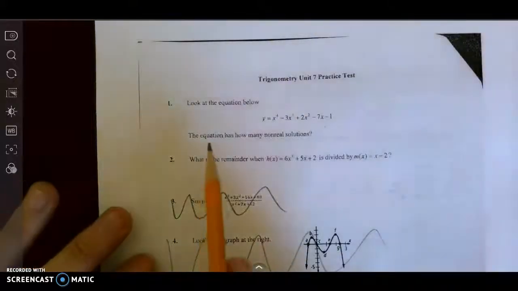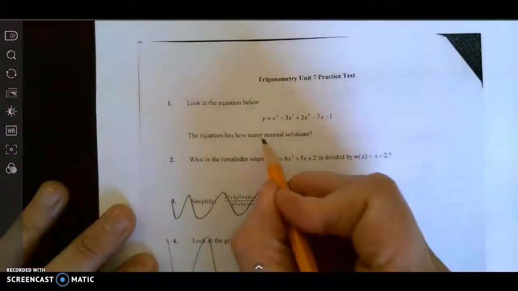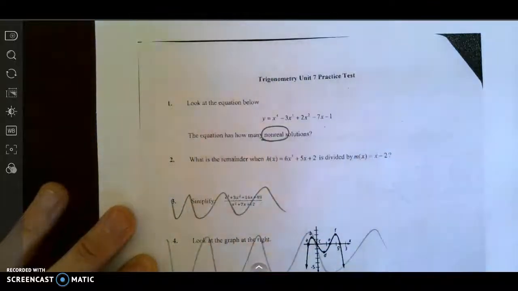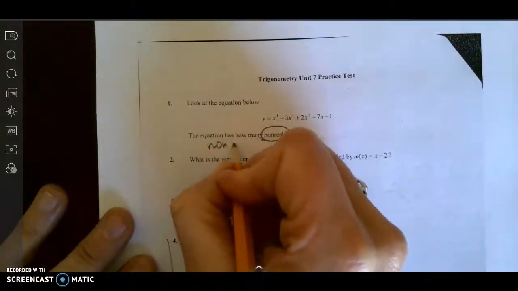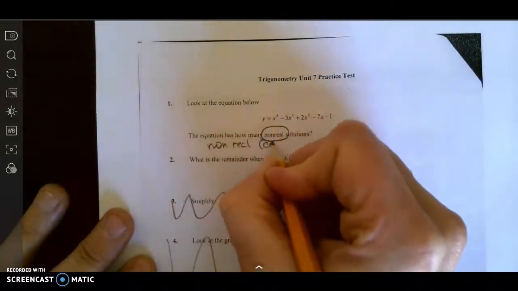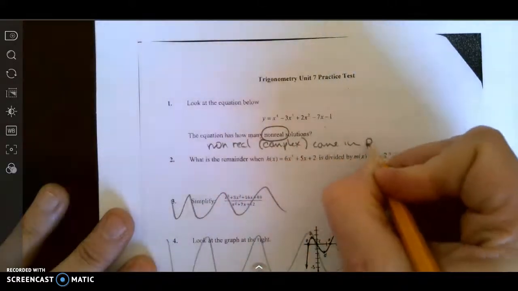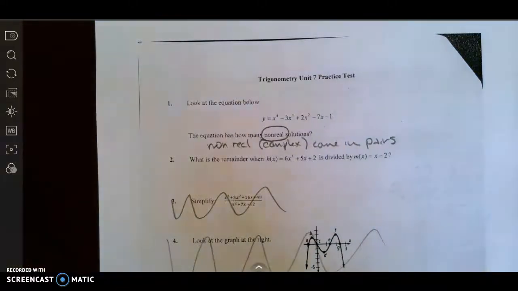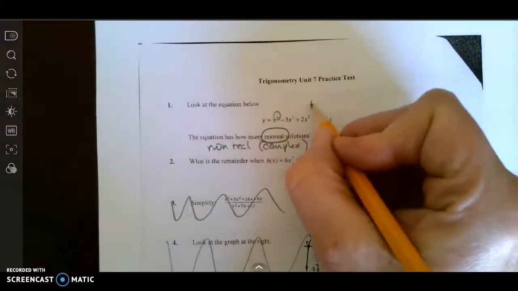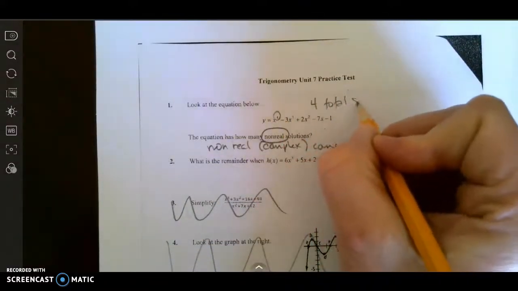Right, number 1 asks, the equation has how many non-real solutions? One of the things we have to remember is that non-real, also known as complex, come in pairs. So you can't ever say there's one complex solution. There's either 2 or 4 or 6. There has to be, because they come in those pairs that we get from using the quadratic formula. So what I'm going to do, I know that there have to be 4 total solutions.